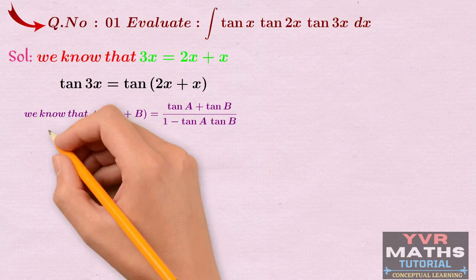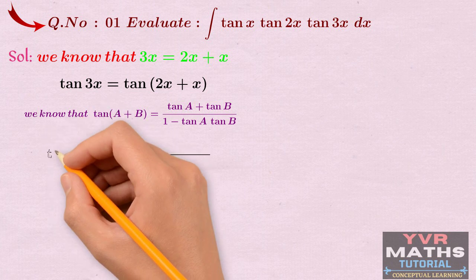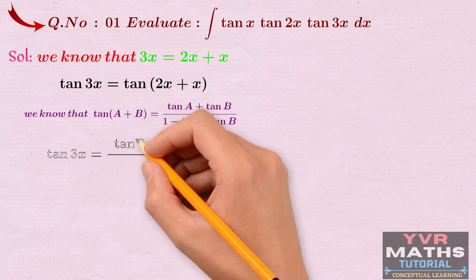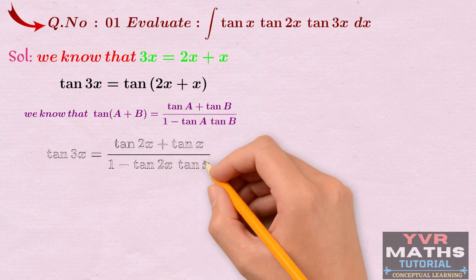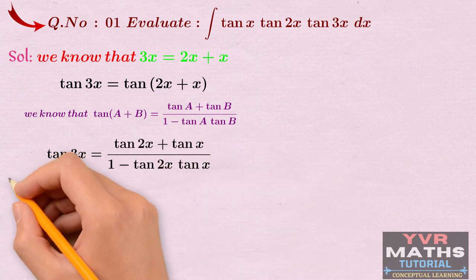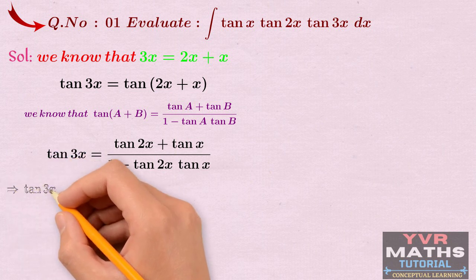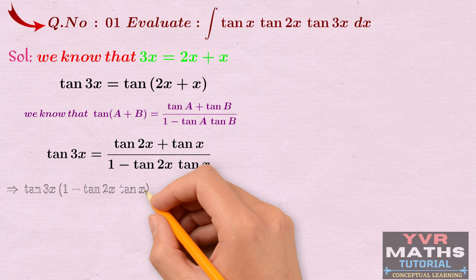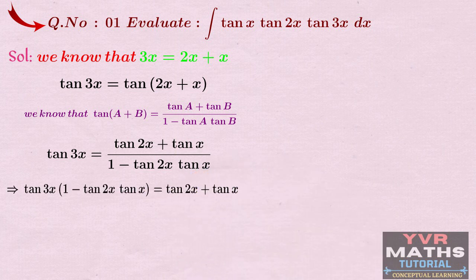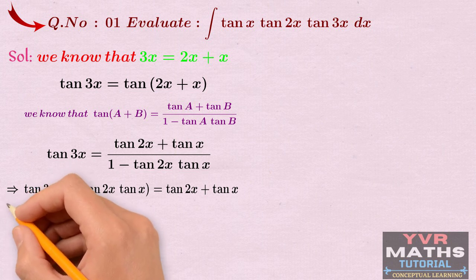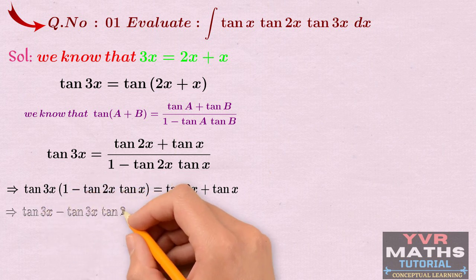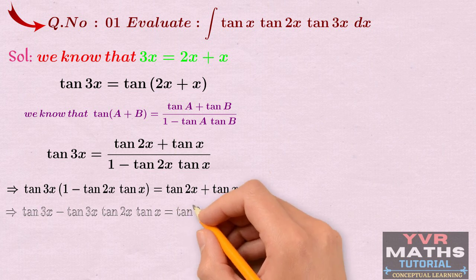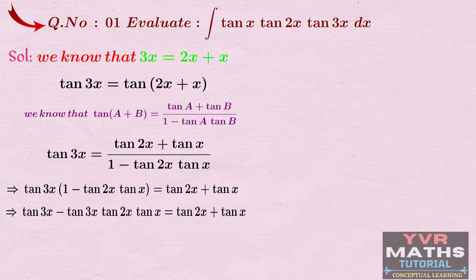So if we apply this formula on the right side, then what we will get? See here, tan 3x is equal to tan 2x plus tan x by 1 minus tan 2x into tan x. Now cross multiply this one. Then what we will get? See here, tan 3x into 1 minus tan 2x into tan x is equal to tan 2x plus tan x. If you observe the left side, we have the product of two terms. Multiply both the terms, then tan 3x minus tan 3x into tan 2x into tan x is equal to the right side as it is, tan 2x plus tan x.